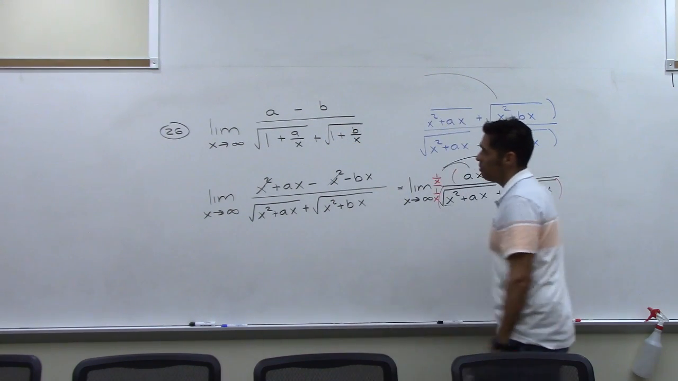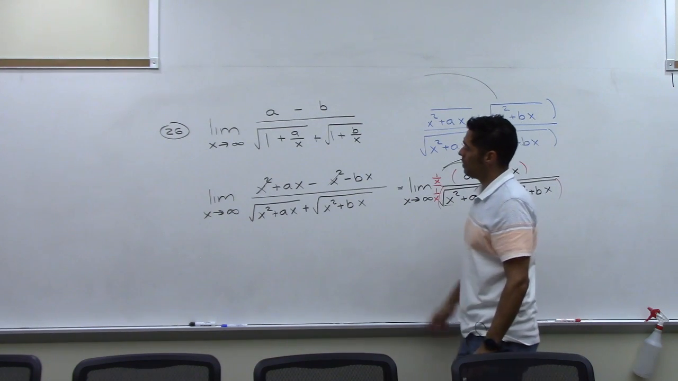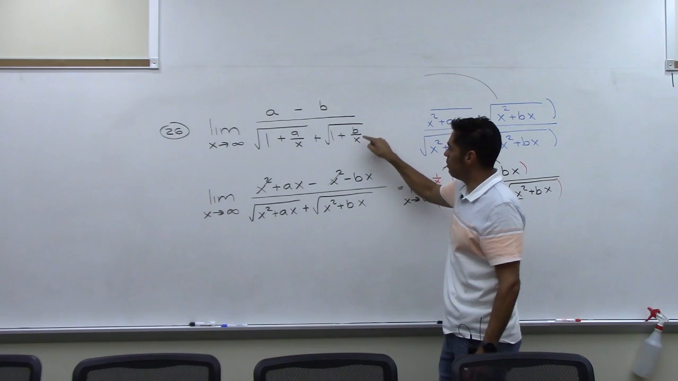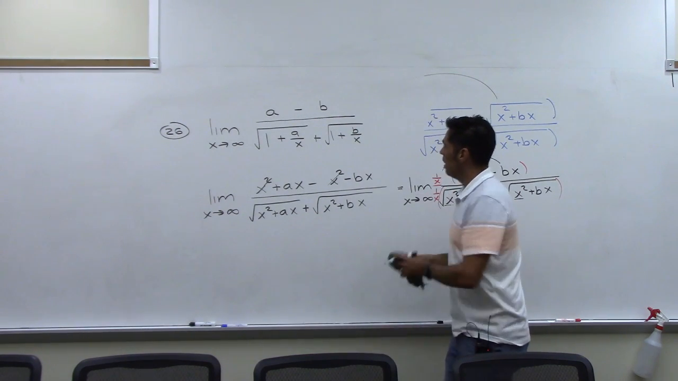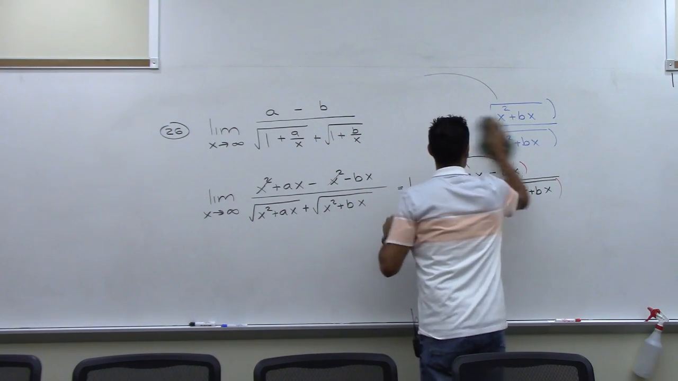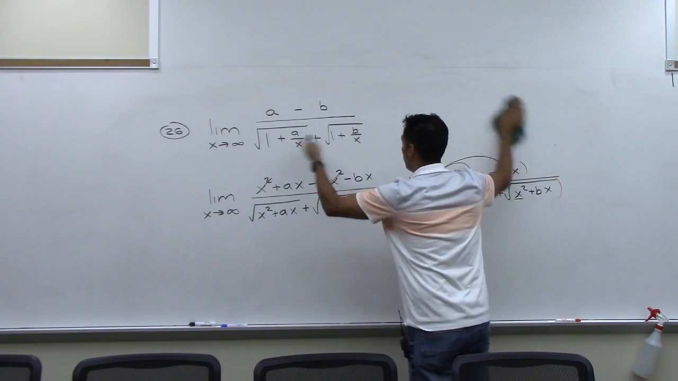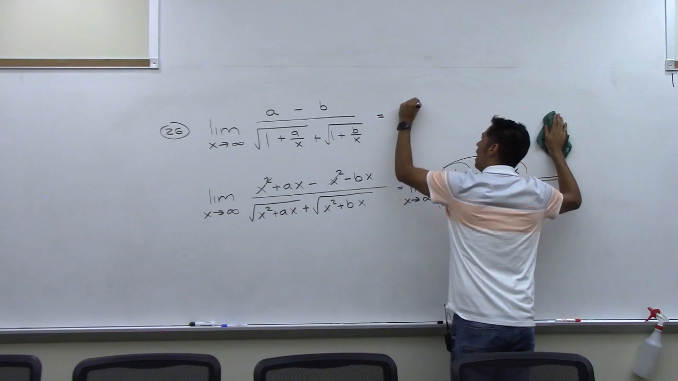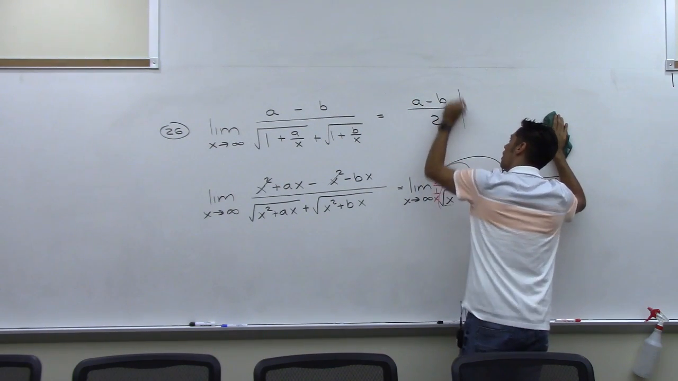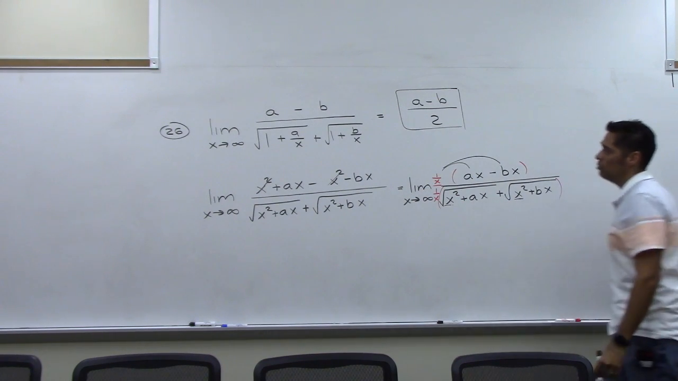And now we can let x go to infinity, and things are going to be good. Because this is a fixed number over infinity, that goes to 0. This is a fixed number over infinity, that goes to 0. And so all you're left with is root 1 plus root 1. And root 1 is 1. So this really is 1 plus 1 on the bottom. And the a minus b doesn't change. 1 plus 1 was 2. So you get a minus b over 2.